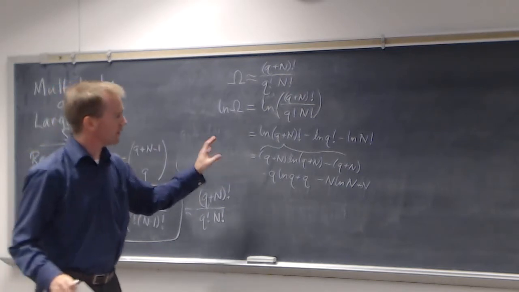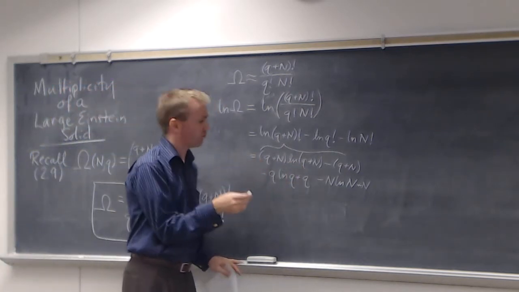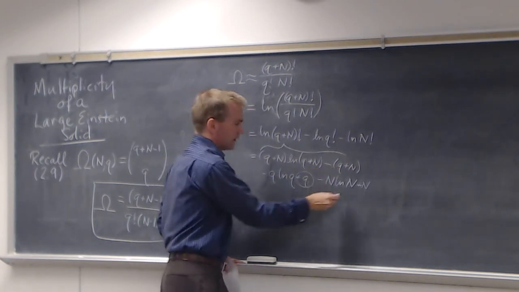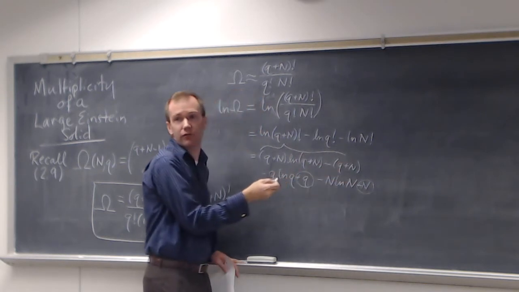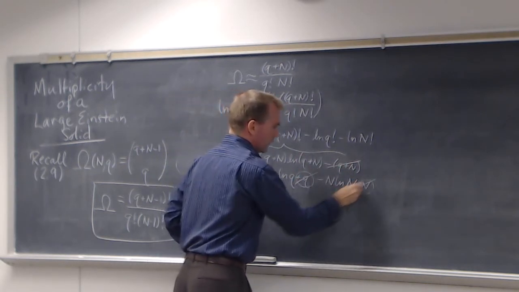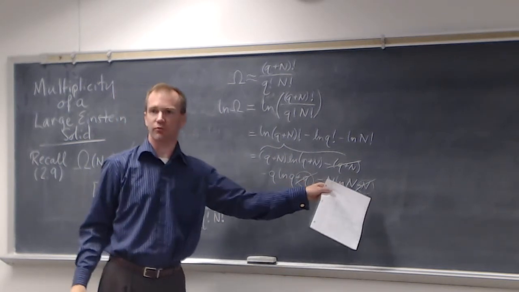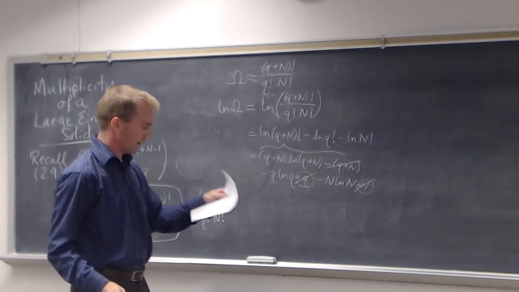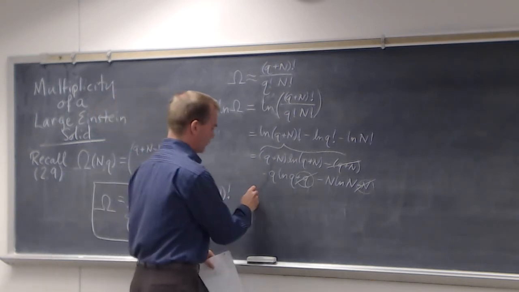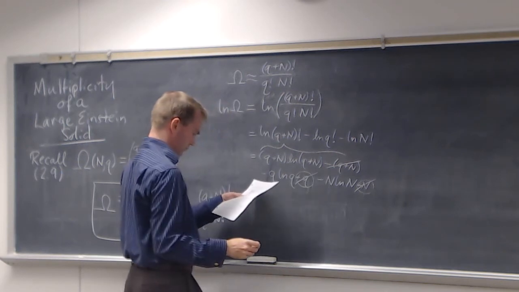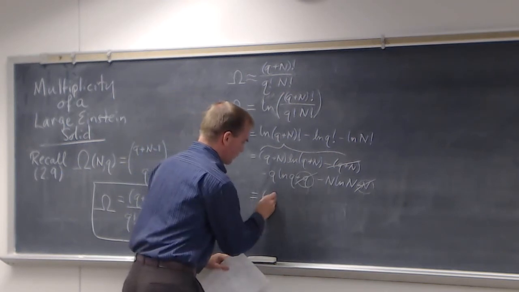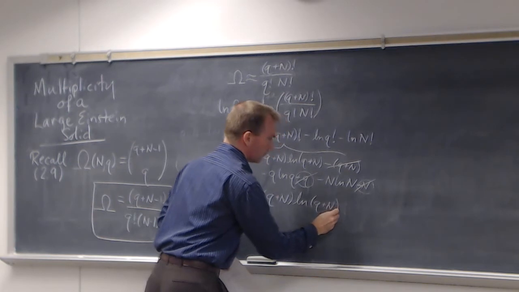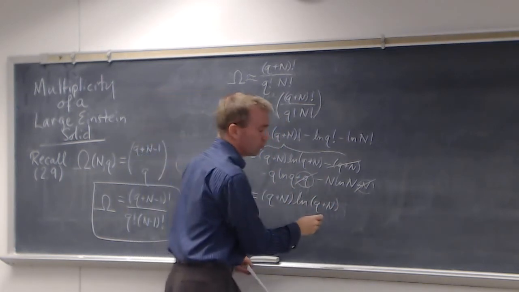Okay, now without doing too many extra steps, see here I've got a plus q, and here I've got a minus q. Here I've got a plus n, and here I've got a minus n. So those terms cancel out. All right. The next thing I should do, let me rewrite this. And I've got n minus q log q minus n log n.